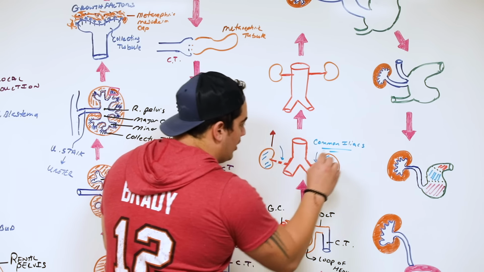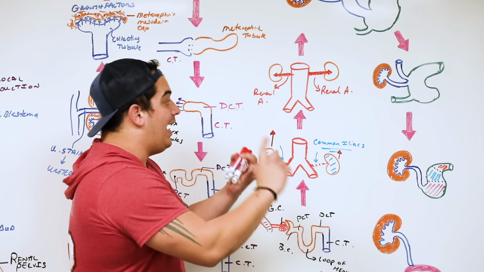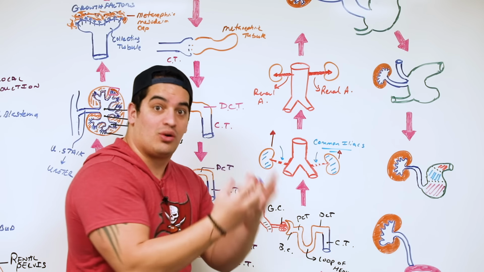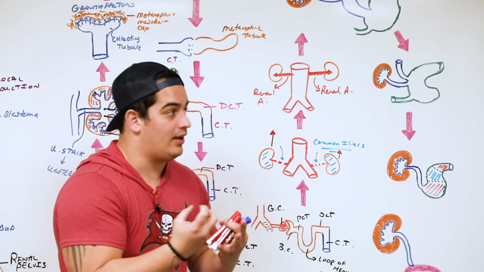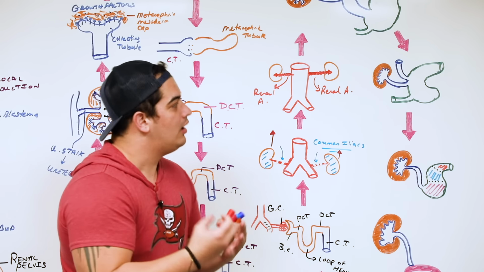So we have now completely gone through the entire process of making the collecting system of the kidney and making the actual nephrons, the structural and functional unit of the kidney. But guess what we did not finish yet? We've made our kidney by representing all that brown tissue. That's our nephron. We made the collecting system with the collecting duct, the minor, major, renal pelvis, and the ureter. But guess what we haven't done yet? We haven't actually talked about how the cloaca becomes the bladder and the urethra.